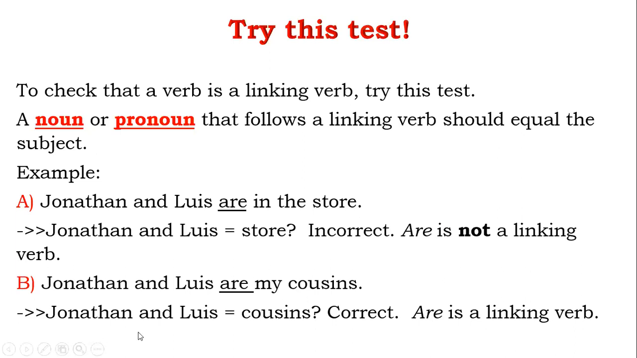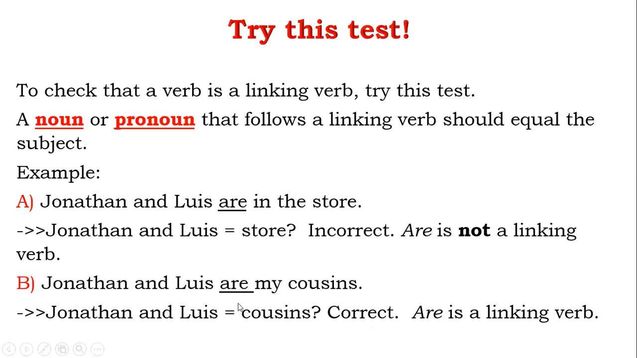So we get the subject and we pair it to the noun or pronoun that we find in the predicate. Cousins. Cousins is a noun. It's a word that's naming a person or people in this case. So we put Jonathan and Louis equal cousins. Could cousins rename Jonathan and Louis? When we're talking about Jonathan and Louis, could they be my cousins? Is that okay? That's correct.